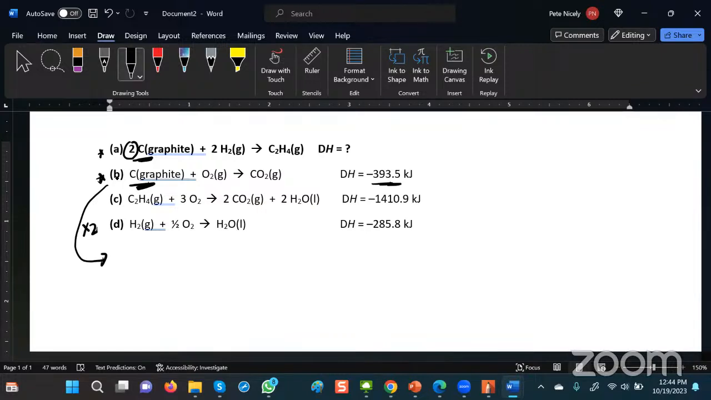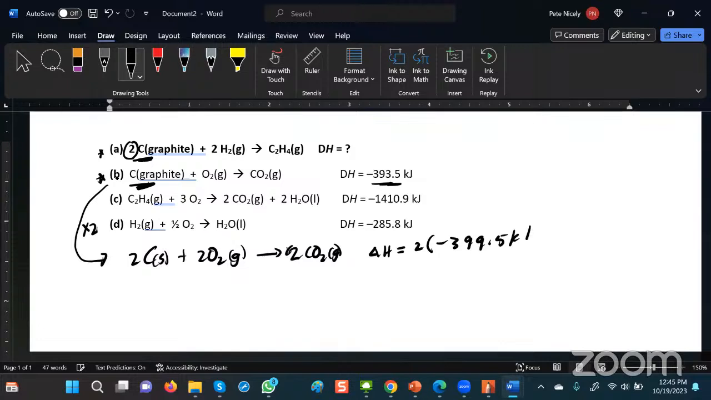So I'm going to write down what results when you multiply that equation by 2. You're going to get 2 carbon solid. And by the way, whenever you're doing these problems, make sure that you include the state symbol, because in some problems the state symbols can change and that can make a difference. So 2 carbon solid plus 2 O2 gas to give 2 CO2 gas. And the resulting delta H value is 2 times minus 393.5 kilojoules. So that's what we do to equation B.